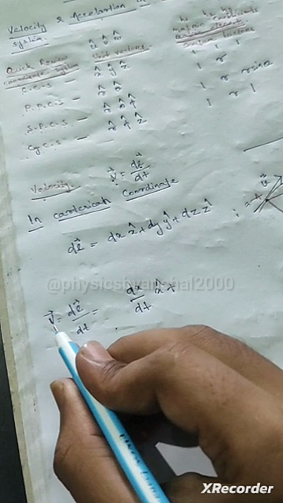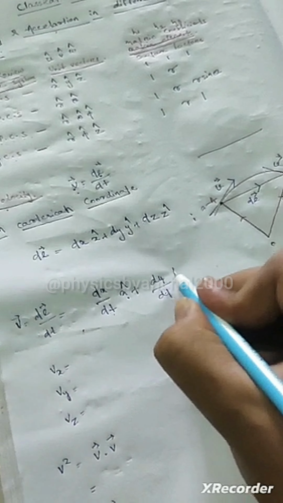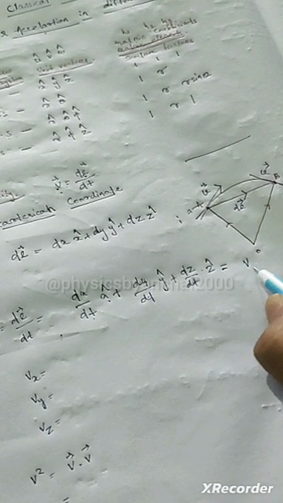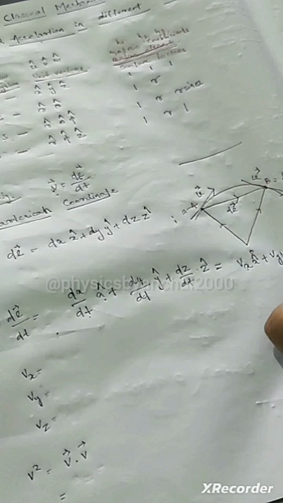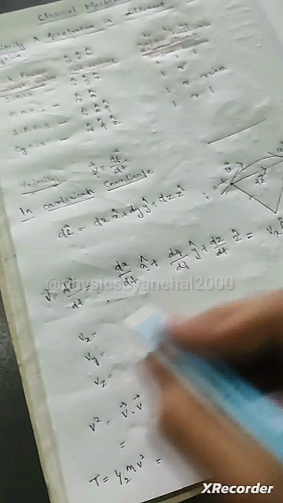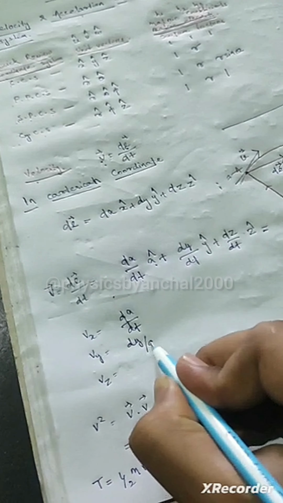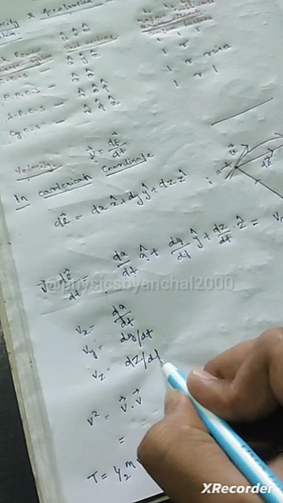What is the velocity? v is equal to dx by dt x cap plus dy by dt y cap plus dz by dt z cap. Or we can say dx by dt is vx, that is the velocity in the direction of x, similarly the velocity in the direction of y, similarly the velocity in the direction of z. Now what is vx? vx is equal to dx by dt. What is vy? The velocity in the direction of y, that is dy by dt. And what is vz? That is dz by dt.